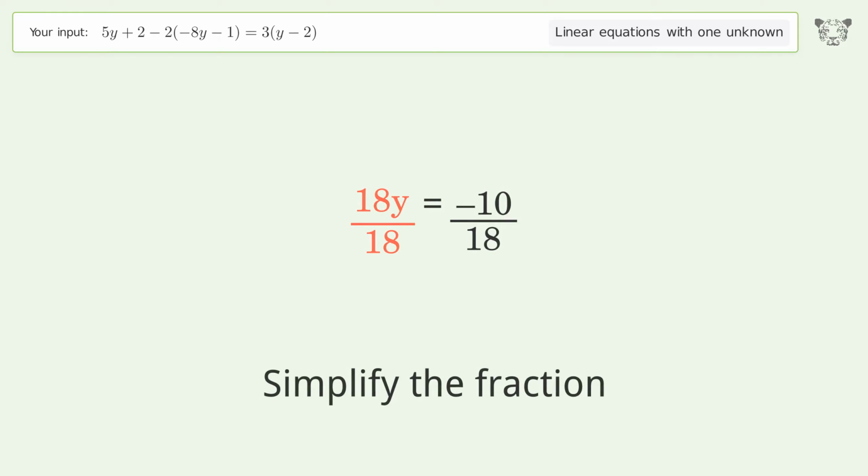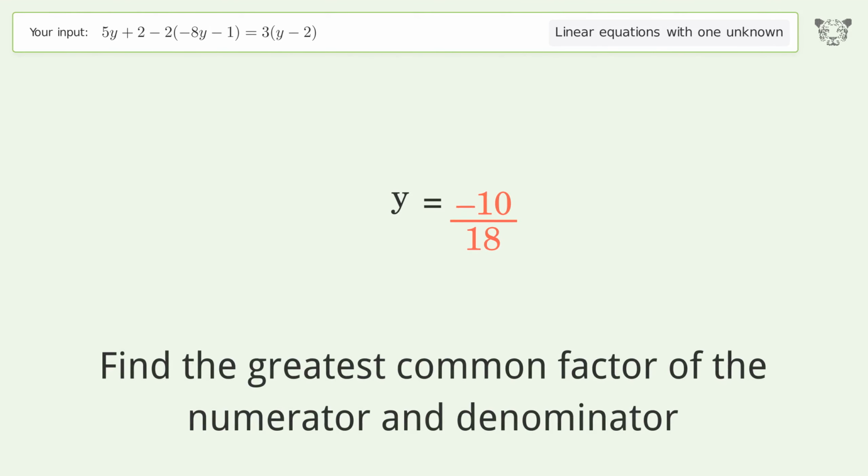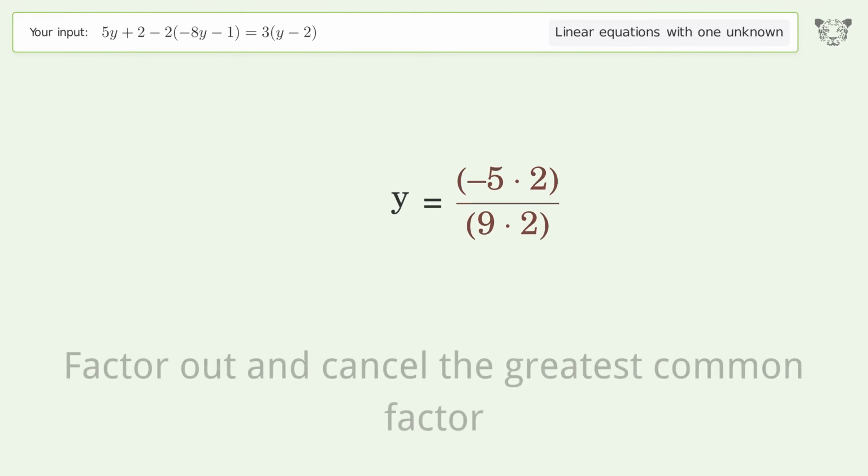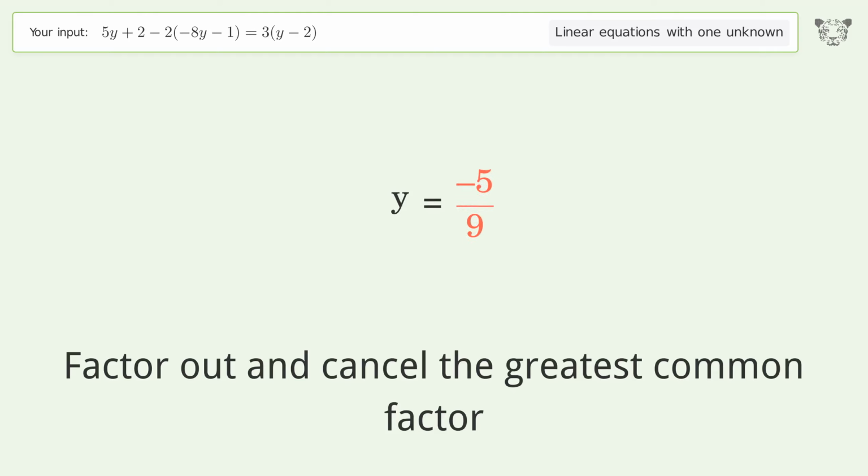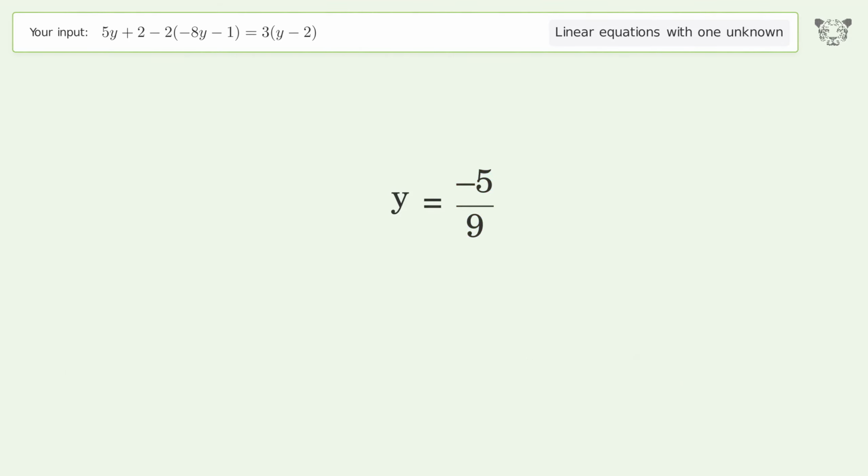Simplify the fraction. Find the greatest common factor of the numerator and denominator. Factor out and cancel the greatest common factor. And so the final result is y equals -5/9.